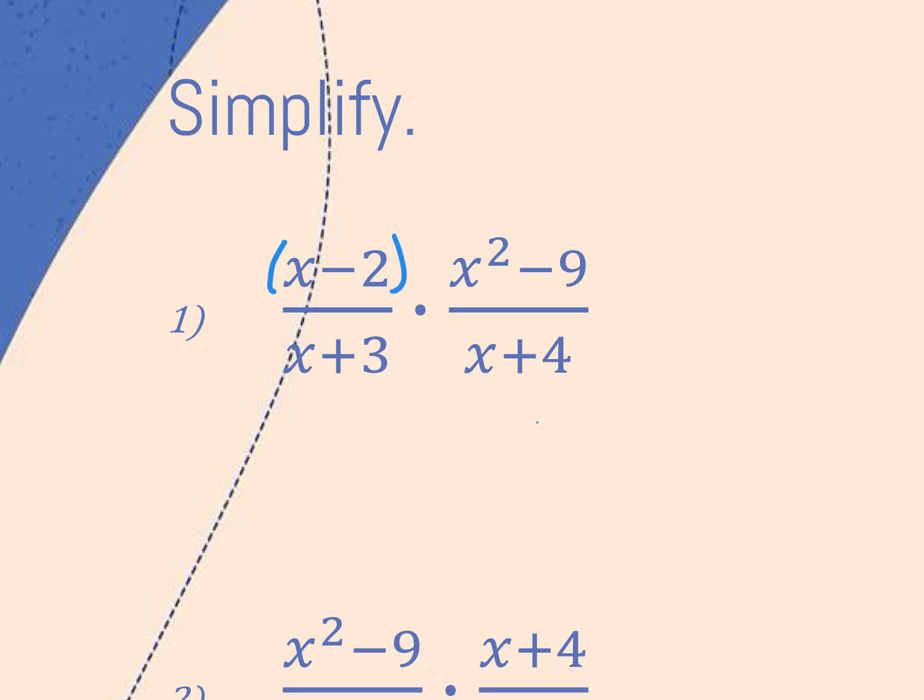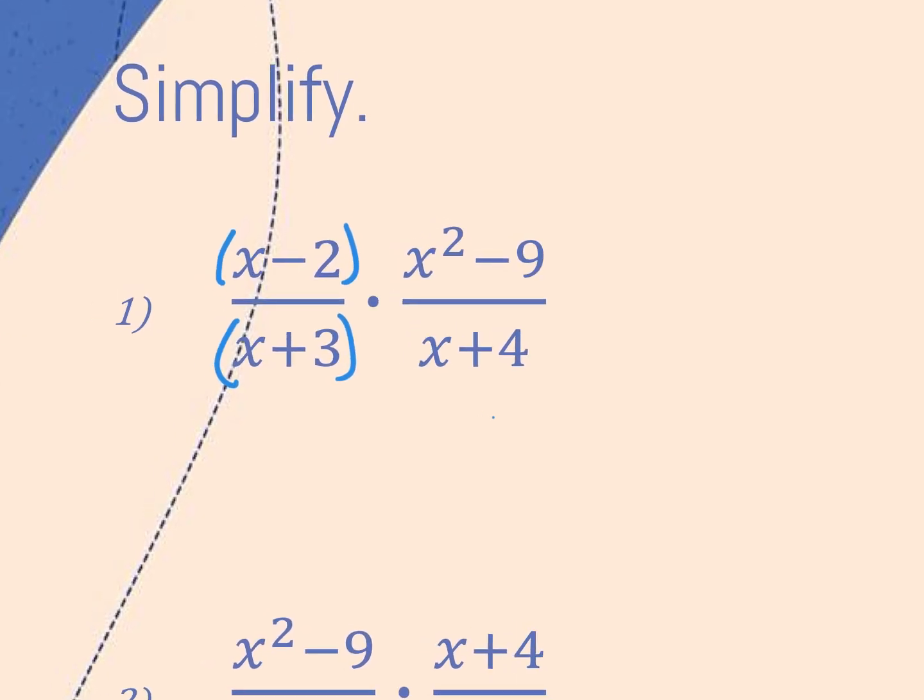Now I'm going to go to bottom left. Is there anything I can take out of x plus 3? No, put a parenthesis. All right, bottom right, is there anything I can take out of x plus 4? No. And then x squared minus 9. Yes, what can I factor that to? x plus 3 and x minus 3. Good. Now, what you just factored out is gone. Now we've factored all the numerators and the denominators.